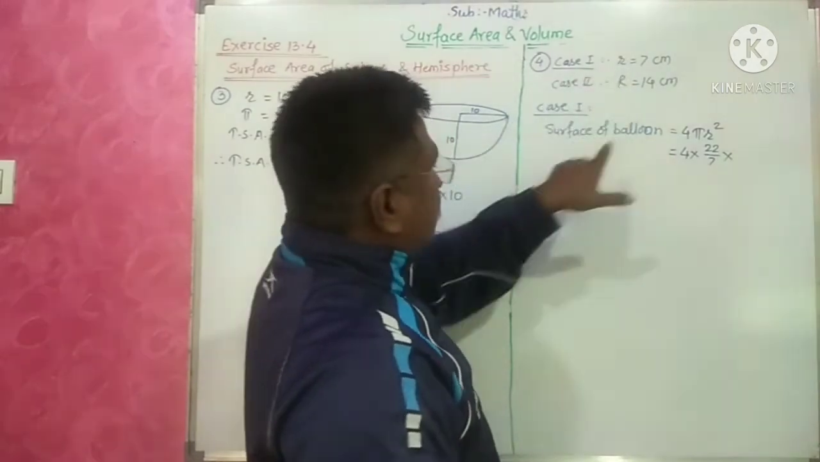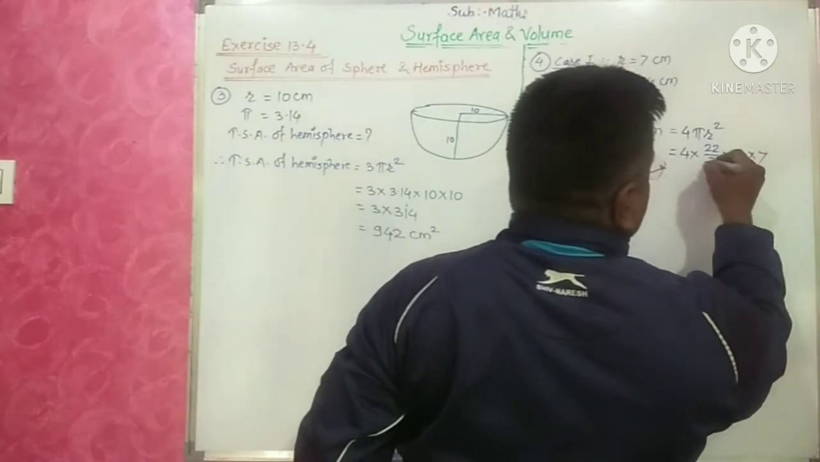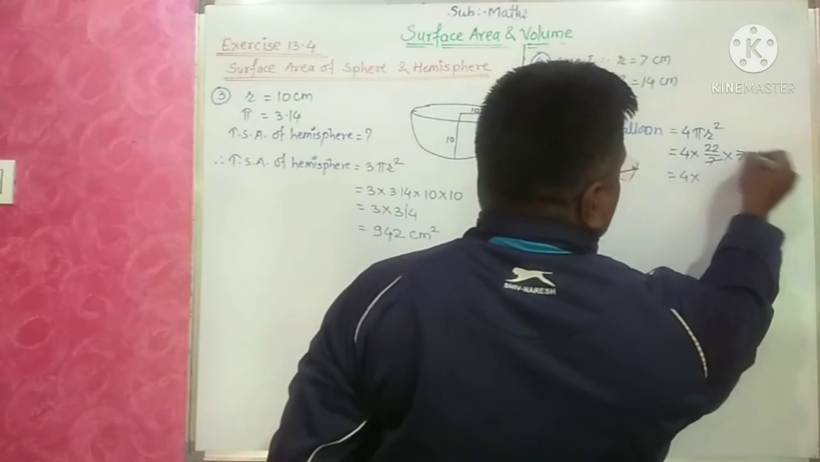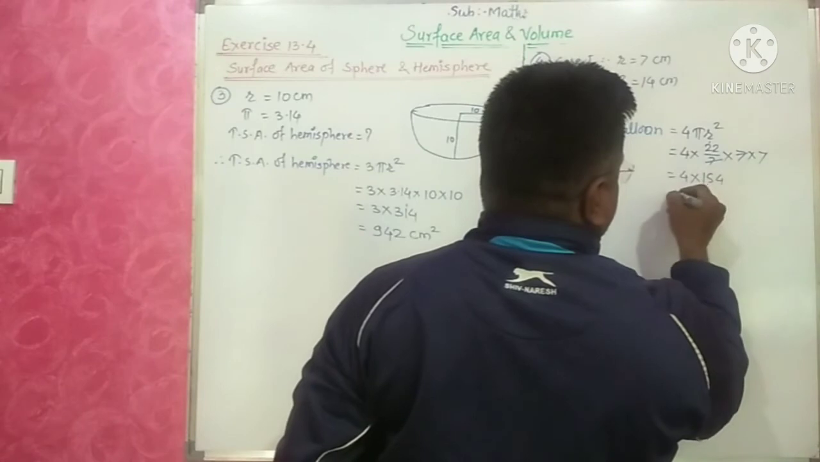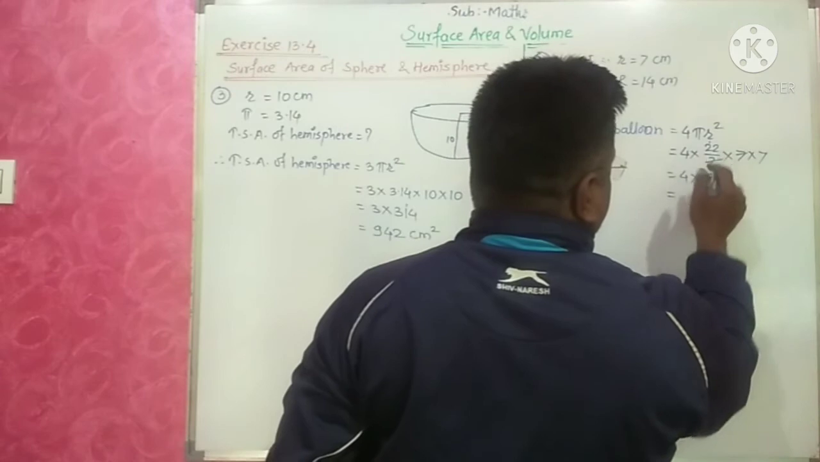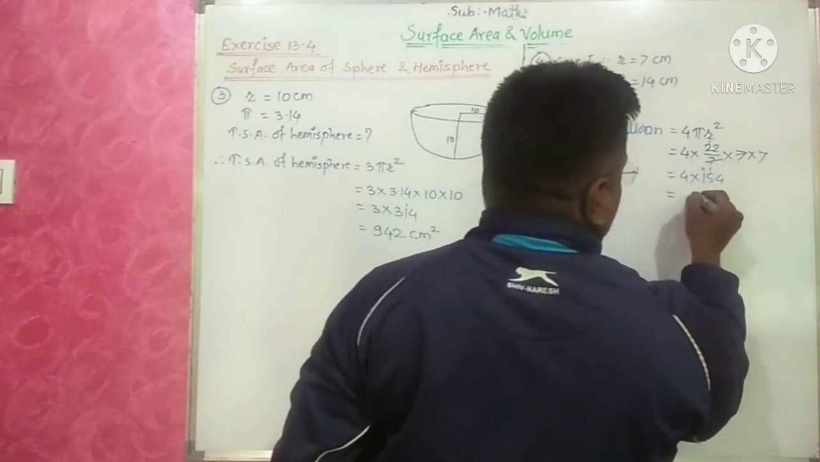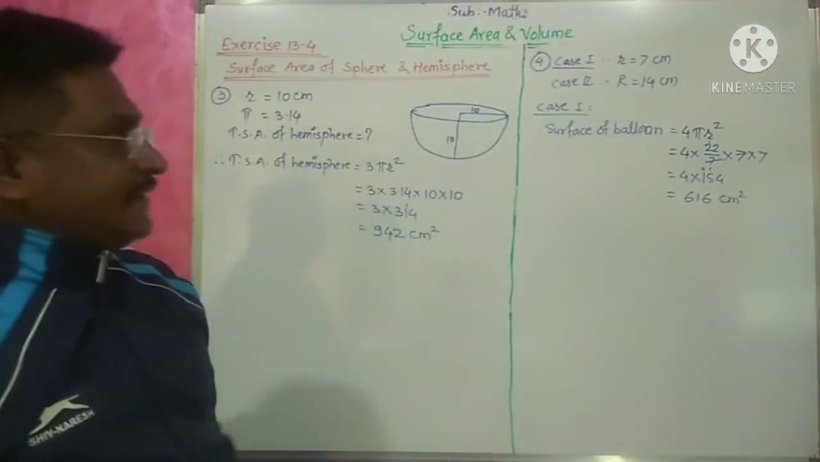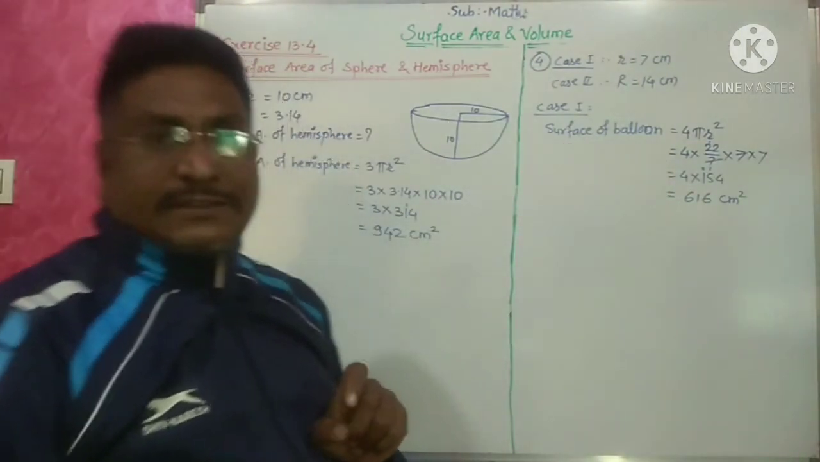So what is the r in the first case? 7 centimeters. So 7 into 7. One 7 cancelled. So what is left? 4 into 7 2s are 14, 7 2s are 14 plus 1, 15. 4 4s are 16. 4 5s are 20, 20 plus 1, 21. 2. 4 1s are 4 plus 2, 6. Centimeter square. So in the first case we got the surface area of the balloon as 616 centimeter square.